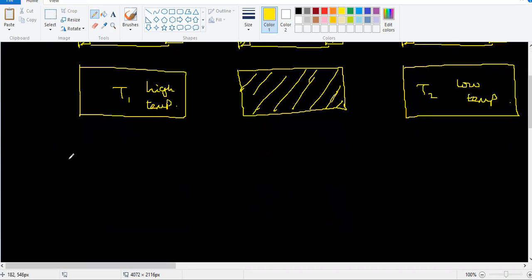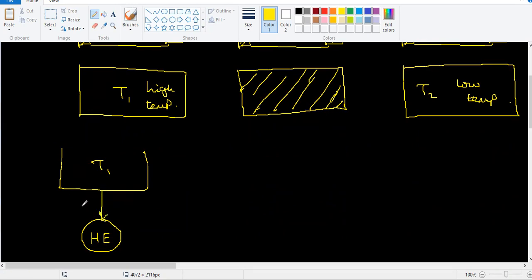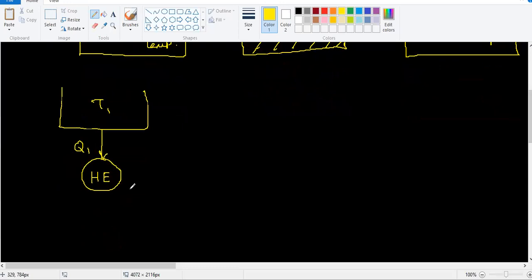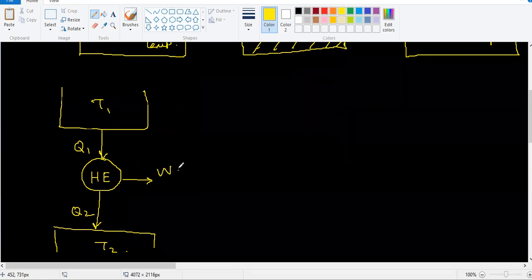The next thing is we already studied this. This is your T1. This is your heat engine, HE. And it's going to give out some heat to the sink, Q2. And this is your heat sink, T2. And this will be your W.